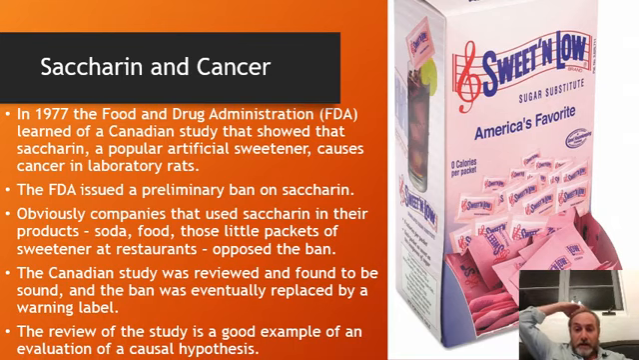So the FDA issues a temporary or preliminary ban on saccharin. This was obviously very distressing to companies that sell saccharin, so they were very against it. What they had to do was review this study, make sure it's good, and then decide what to do about it. They reviewed the study and found it was good, but they didn't need to actually ban saccharin in the end. They just put a warning label on it. So we'll walk through the whole story, but it's a good example of how to evaluate a causal hypothesis.